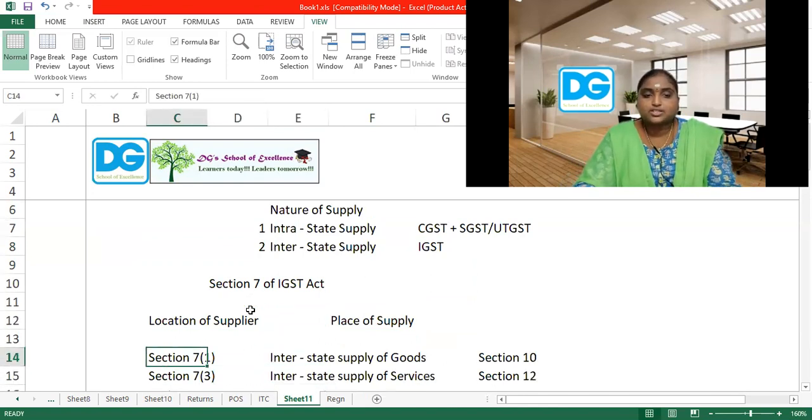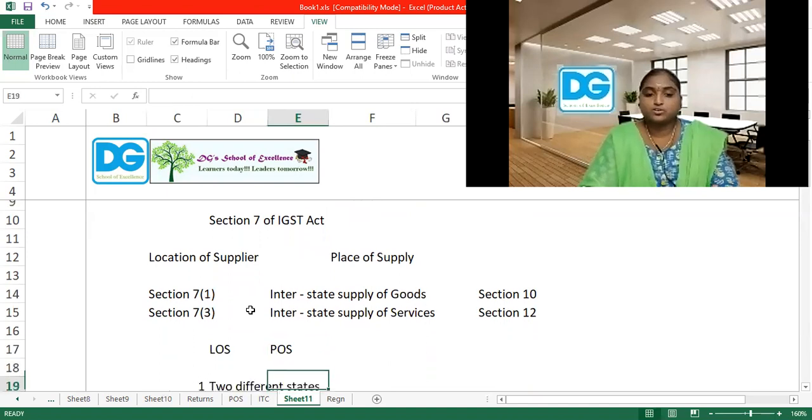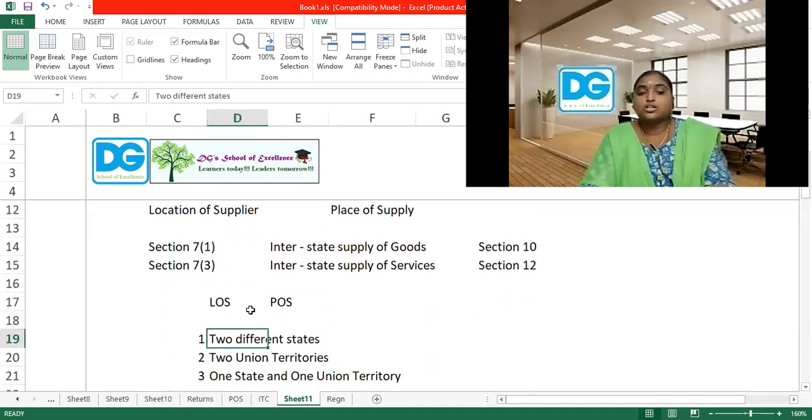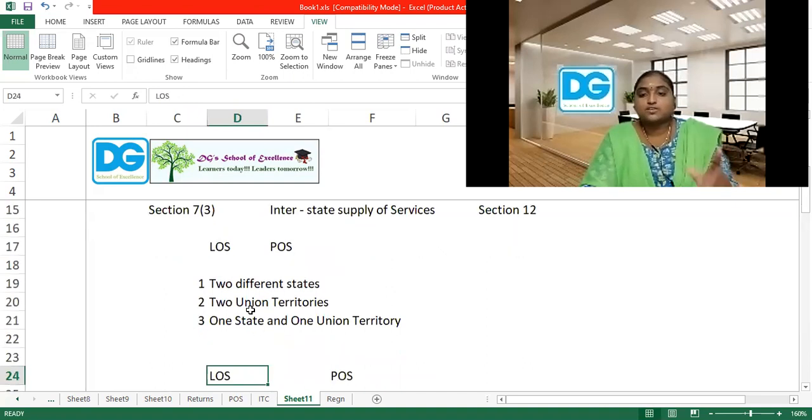Now, let us summarize. We have 5 subsections under section 7. Section 7 of IGST Act deals with interstate supply. So let us summarize all those. Section 7, subsection 1, interstate supply of goods. 7, subsection 3, interstate supply of services. Place of supply for goods is dealt with in section 10 of IGST Act. For services, section 12 of IGST Act. If location of supplier and place of supply are in 2 different states, in 2 different union territories, or 1 state and 1 union territory, then it is termed as interstate supply.